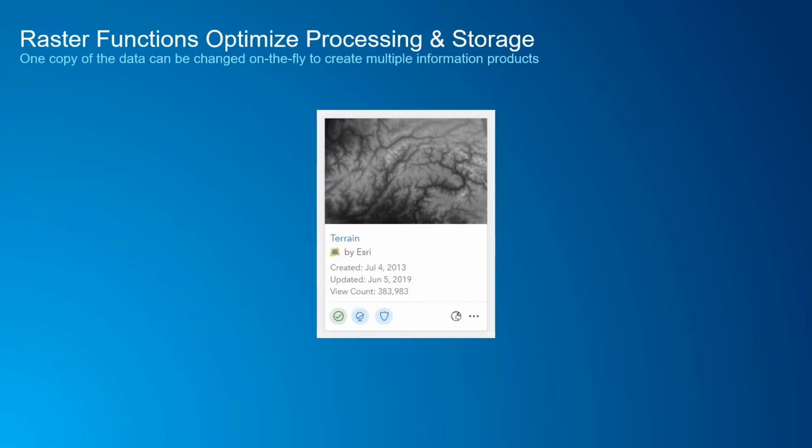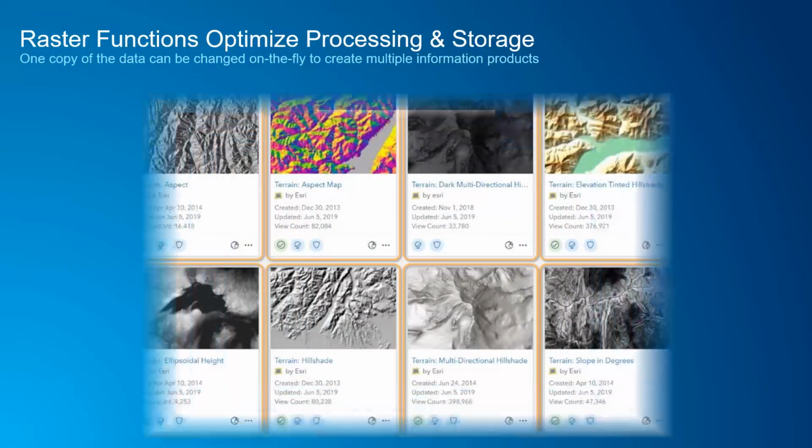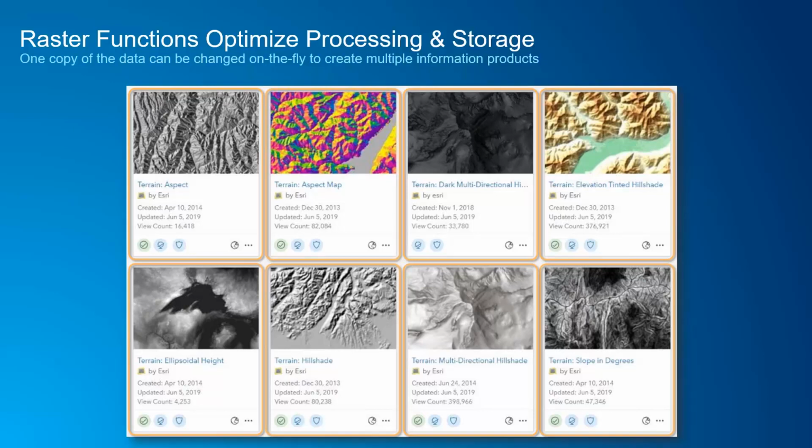Here's a great example of how you can use raster functions to minimize your storage requirements and make your file management so much easier. In this case, we take elevation data and add raster functions to the source file. From a single file, you can generate these separate information products on the fly with no increase in storage. Just add the appropriate raster function, and it's created every time you open the file.